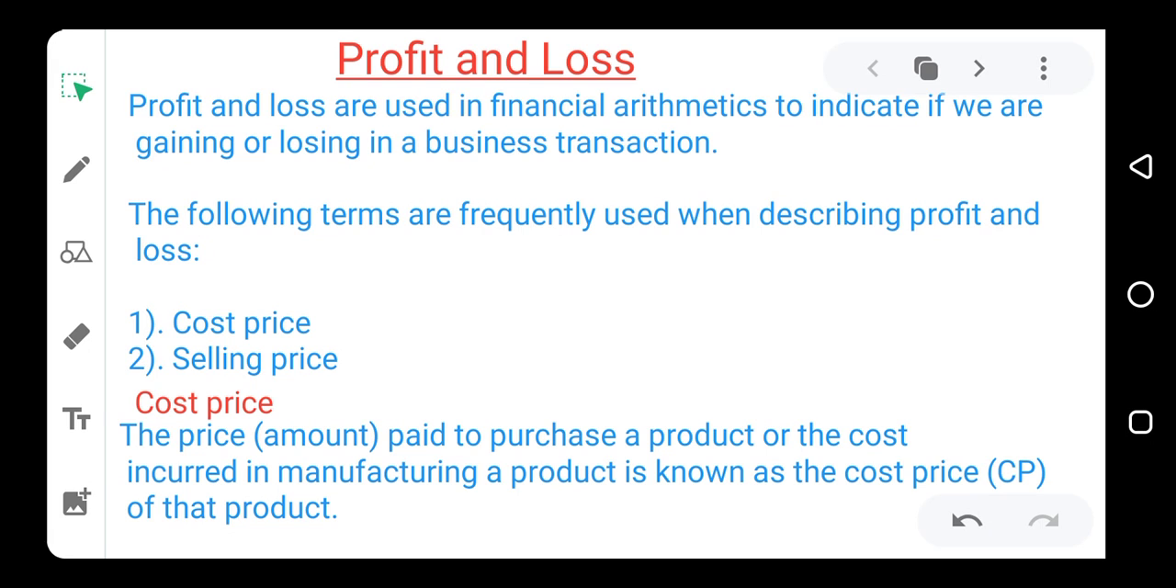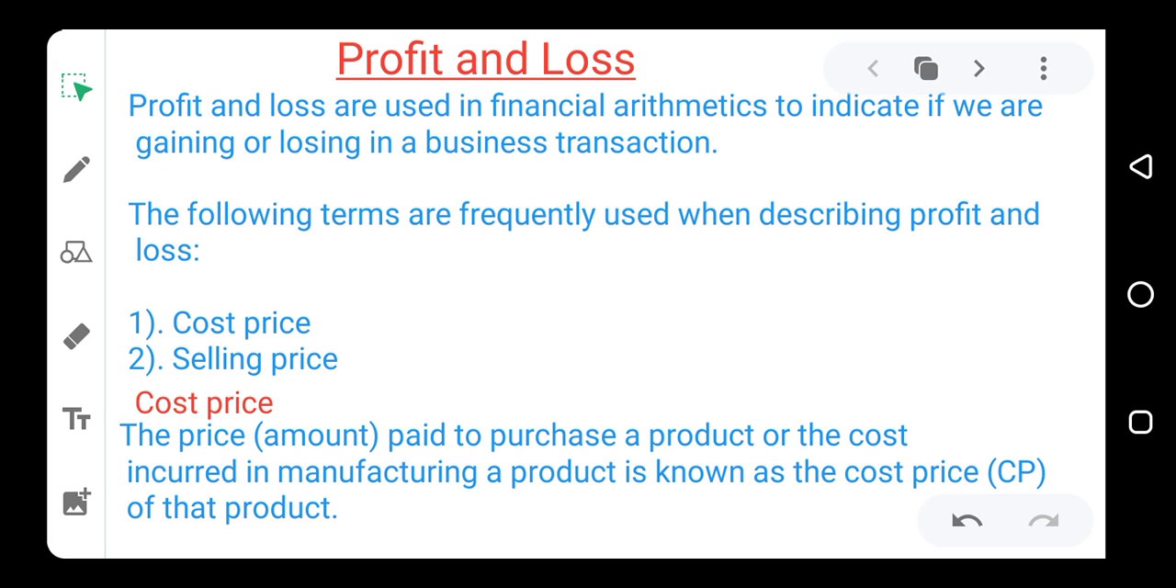In discussing profit and loss, we take into consideration these two terms: selling price and cost price. Cost price and selling price are two important terms that we use very often anytime we are discussing profit and loss. So what is cost price?